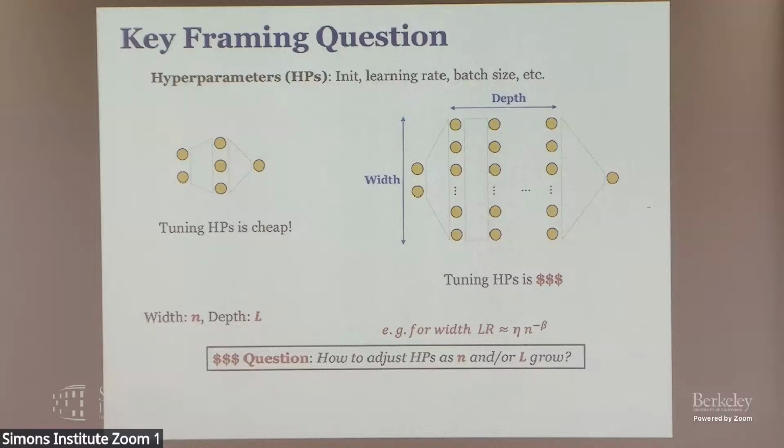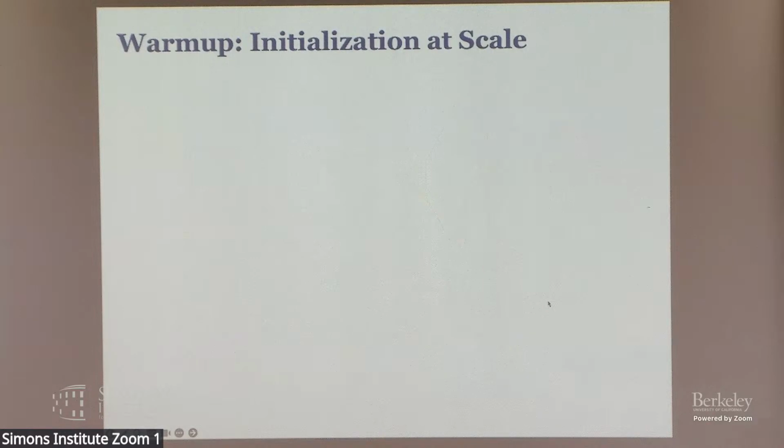To answer this question, I'm going to try to convince you that we can study the limits where width and depth go to infinity, to come up with such a recipe, or such scaling rules, for the hyperparameters such as the learning rate. I'm going to start with a simple example just to give you a flavor of what I'm trying to achieve here.